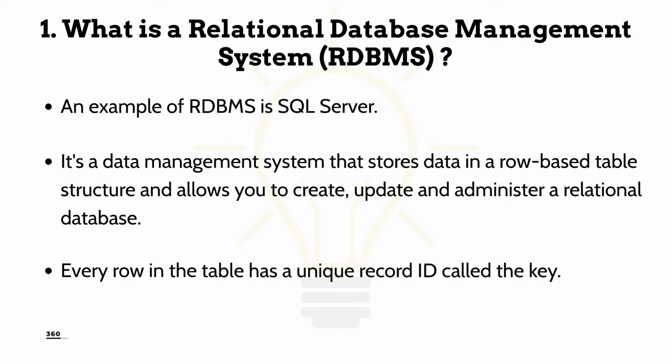In a relational database, every row in the table has a unique ID called the key. The columns or fields carry the attributes for each row. With this you can identify and access data in relation to another piece of data in the database.